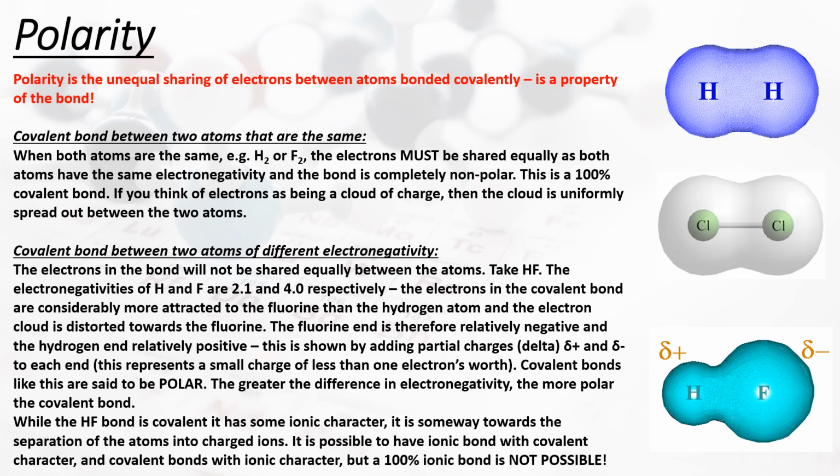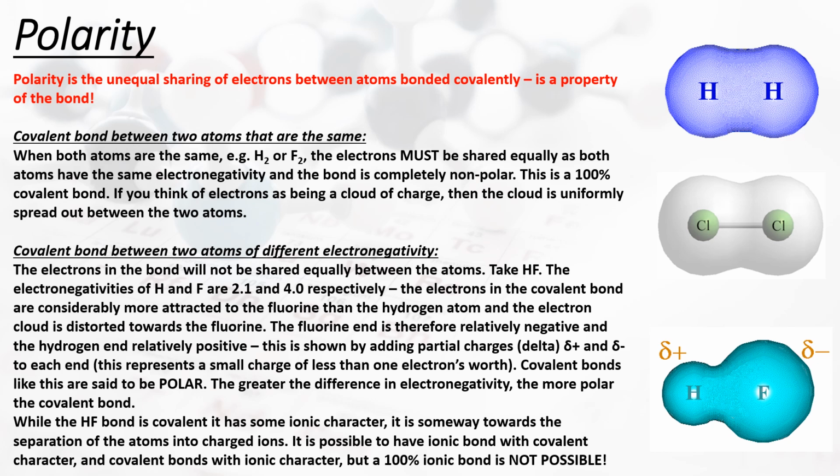And so we show this by adding partial charges. And we use the Greek symbol delta, which looks like a funny S. We use these partial charge symbols, delta plus and delta minus, at each end. What this represents is a small charge of less than one electron's worth. If it was actual full charges, for example, if we had a proton, an H+ ion, and a fluoride, F- ion, well here we'd actually write a full positive and a full negative.